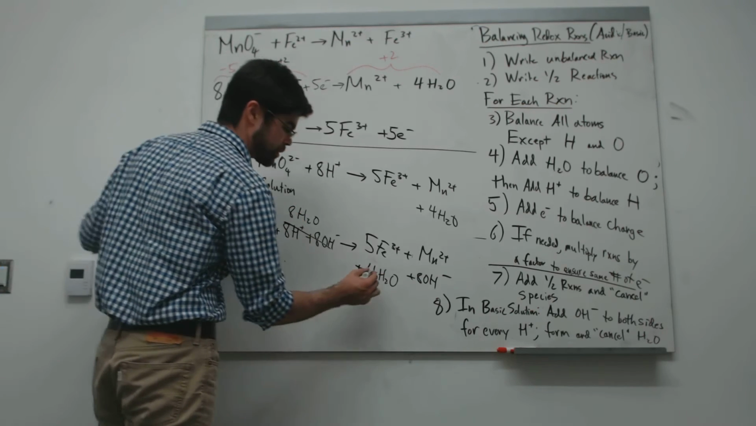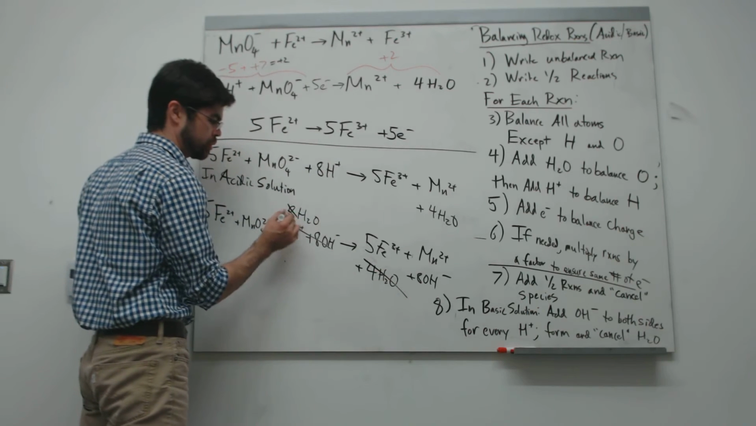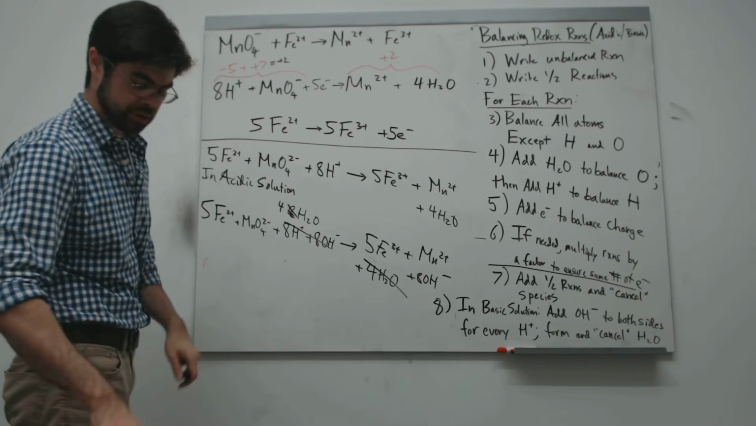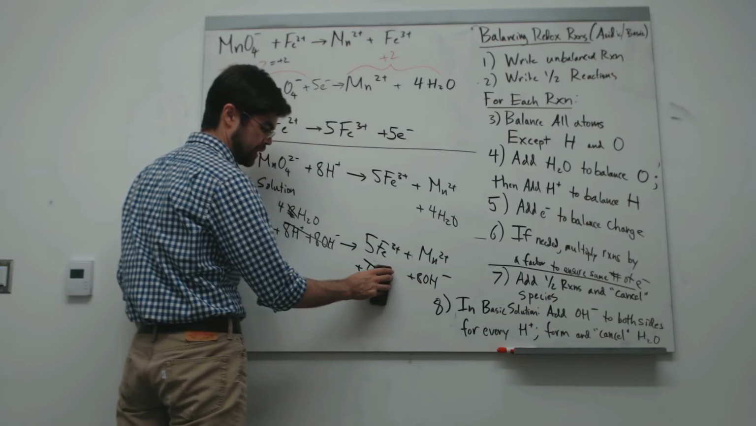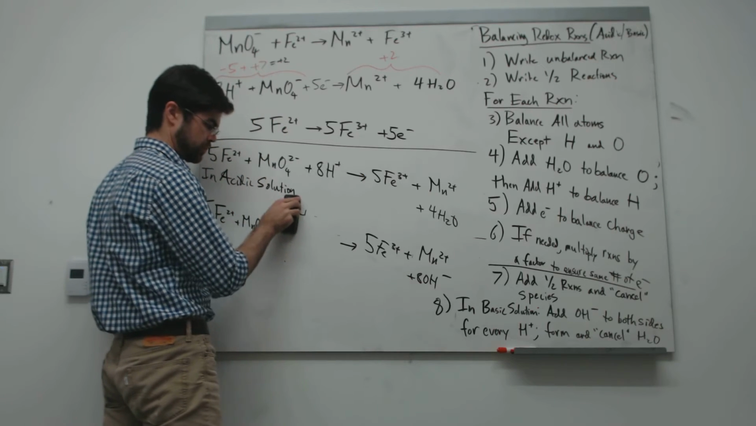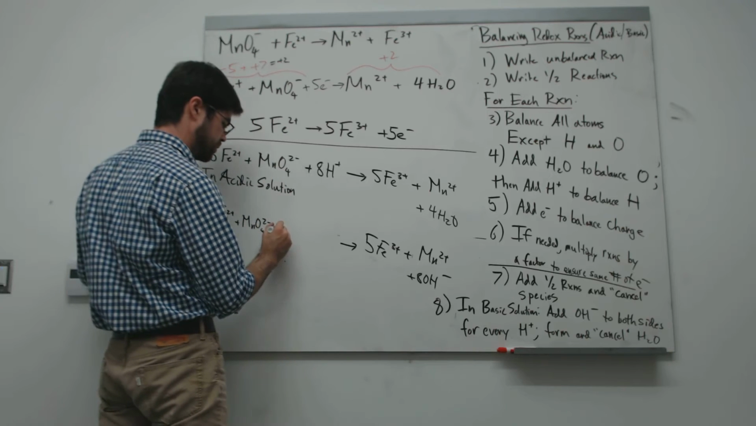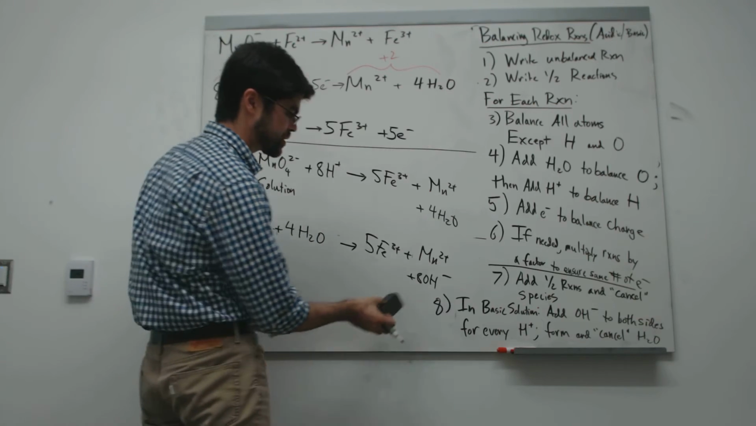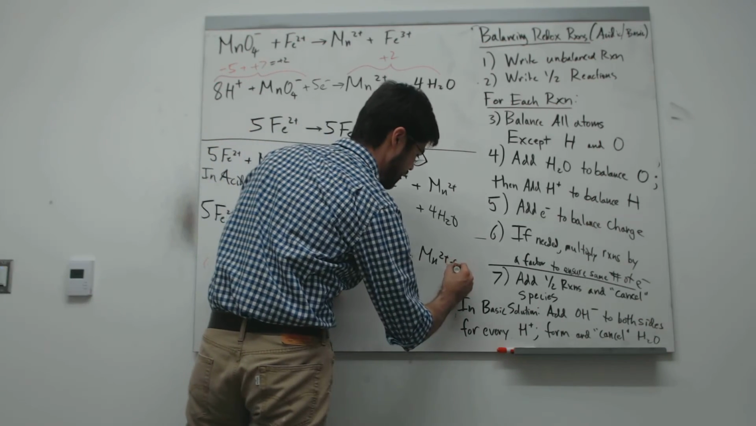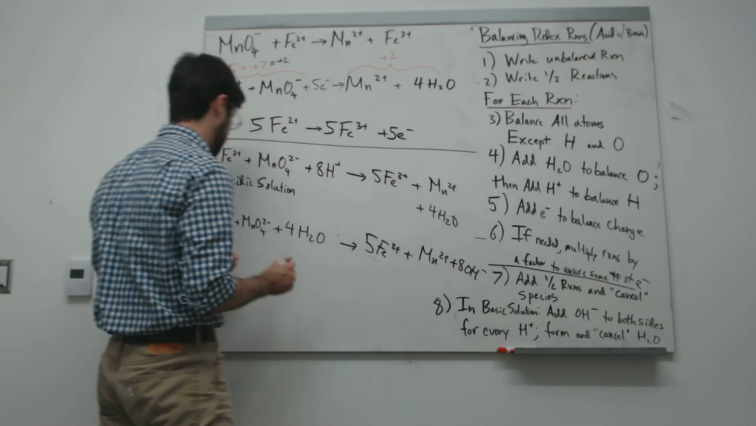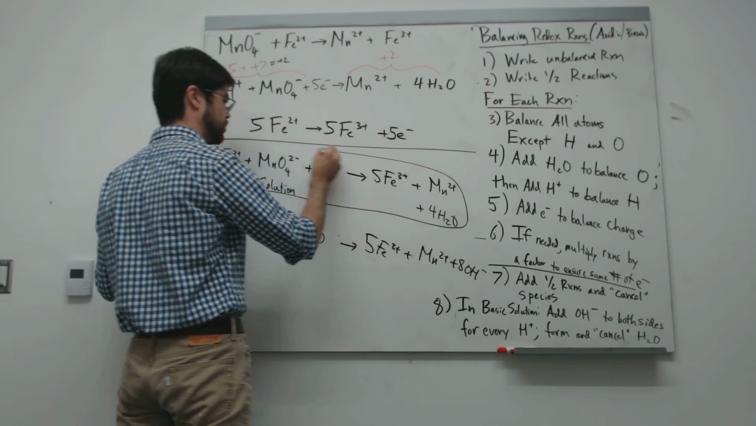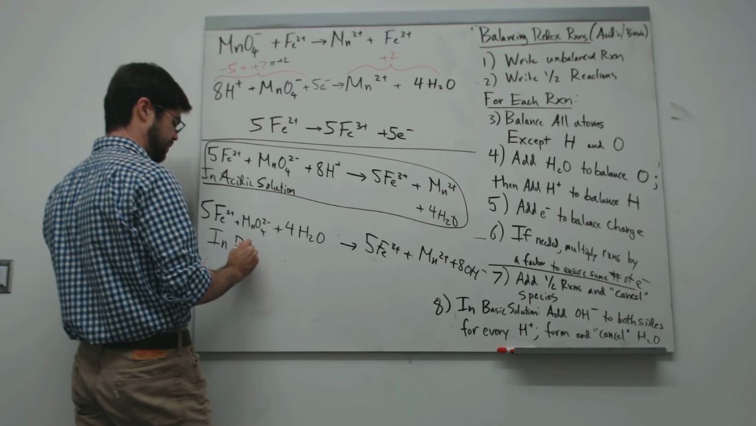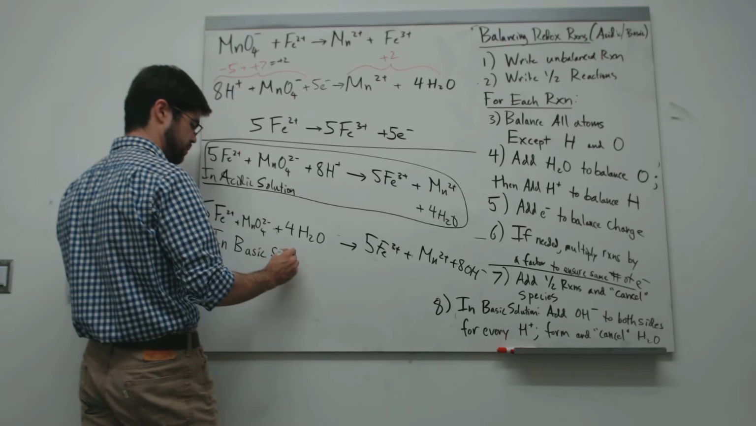I end up with 4 left over, so my net change here is that I should lose only 4 water molecules. So my net balanced reaction here, if this is going to occur in basic solution, is that I have these 4 water molecules remaining, and to make this a little bit neater, I'd bring those 8 hydroxide ions over. So this again is the balanced chemical reaction if it's occurring in acidic solution, and this is the balanced chemical reaction if it's occurring in basic solution.